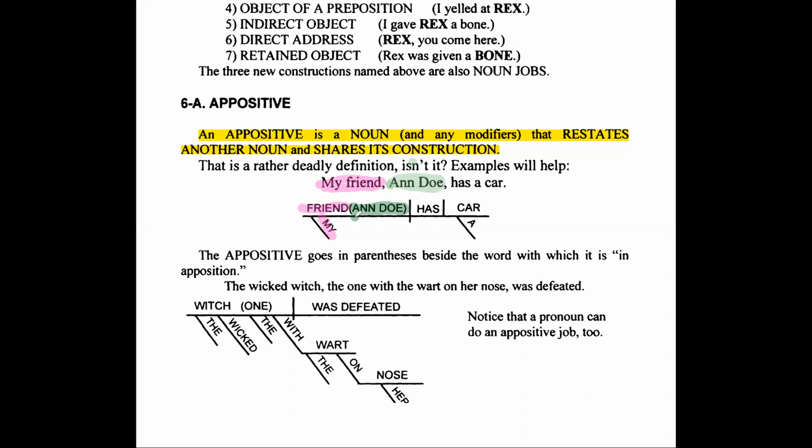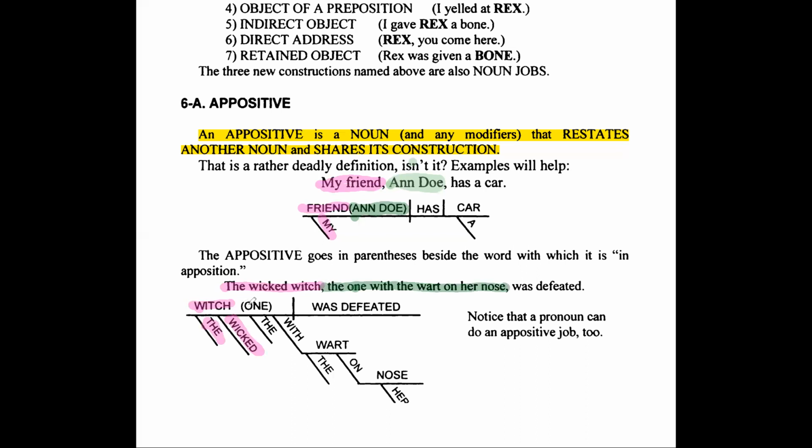Now let's look at another example. The wicked witch, that's our original noun, the one with the wart on her nose was defeated. So we have the original noun, with its modifier, the wicked. And then we have a pronoun, the one. So this pronoun is the appositive. And then here are all the things modifying it or modifying something in it. The one with the wart on her nose. So let's say there are many wicked witches. We just want to specify it's the one with the wart on her nose.